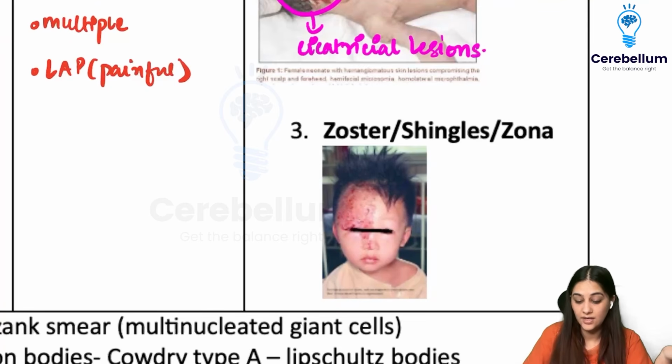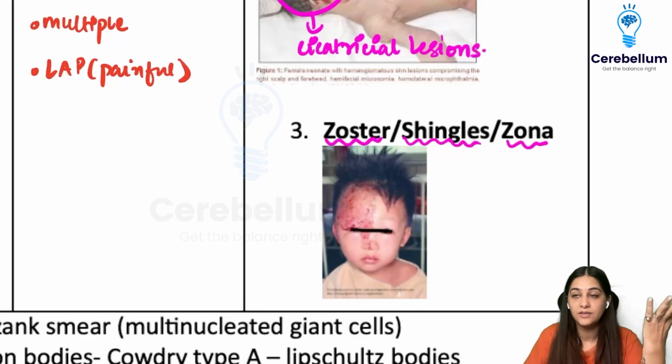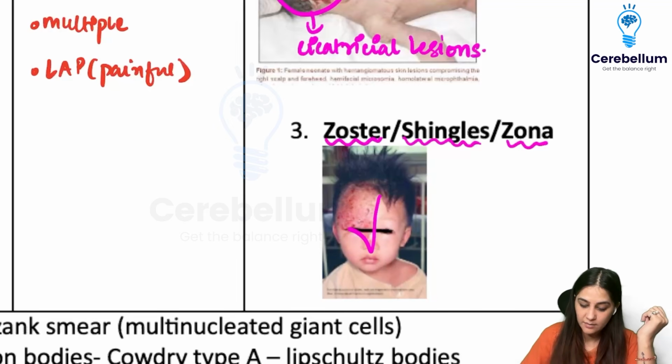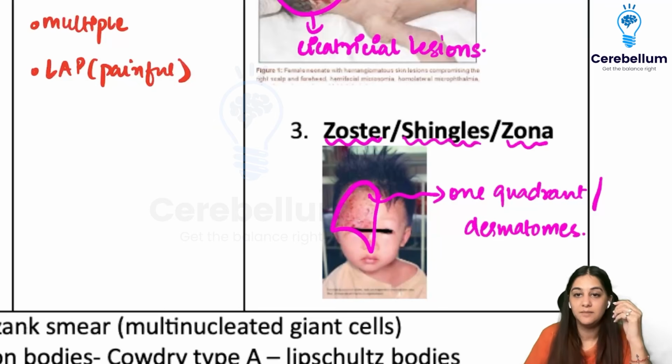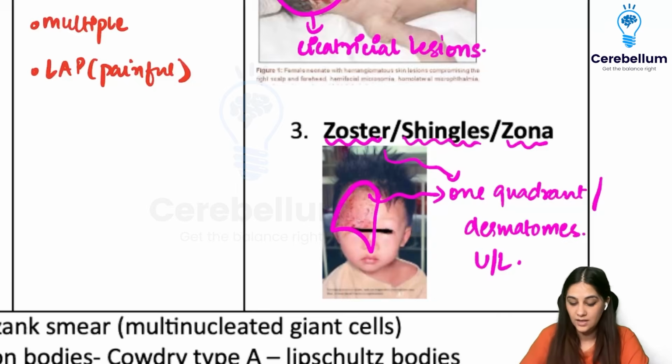Then we have another disease called zoster. It is also called shingles or zona. This is when the latency was there in the trigeminal nerves, and now after some kind of immunocompromised state, it has erupted out. So usually you end up getting similar rashes, but only in one quadrant or dermatome. Dermatomes mean whatever area that nerve is going to supply. So it's usually unilateral, with one level being involved. It is a unilateral or dermatomal involvement, and you're going to have these rashes, and they are called zoster, right?